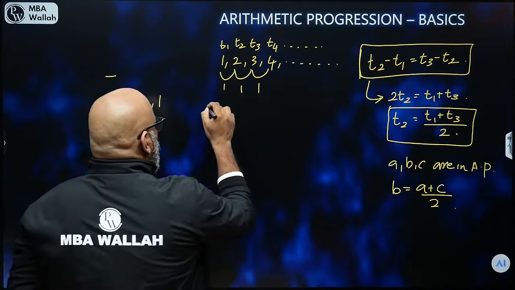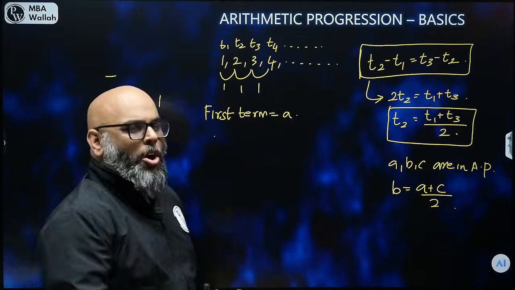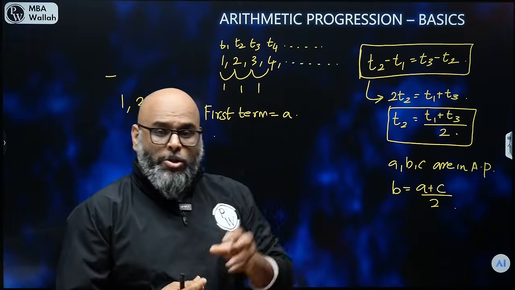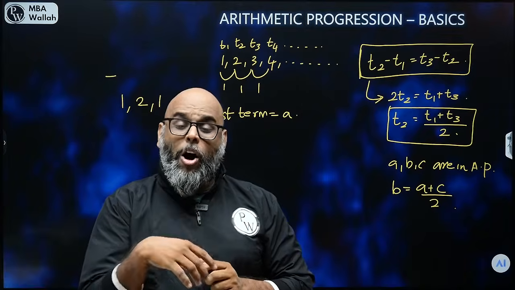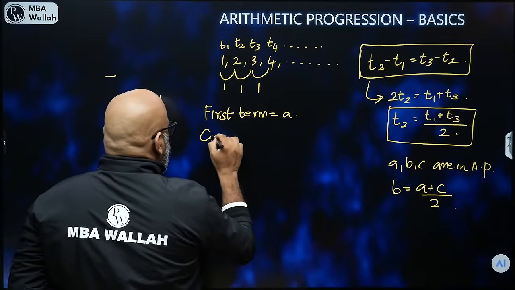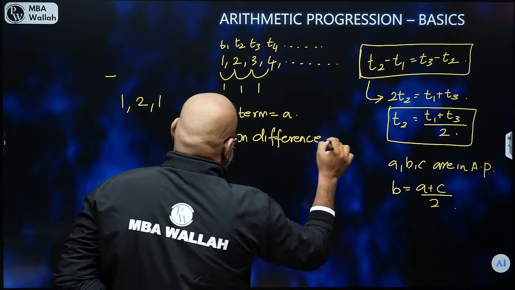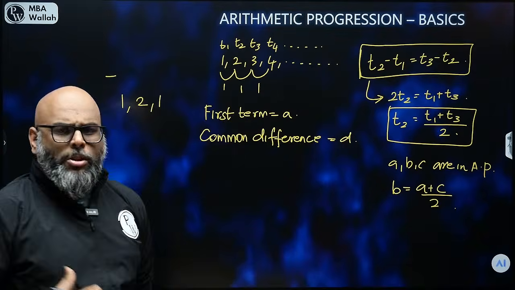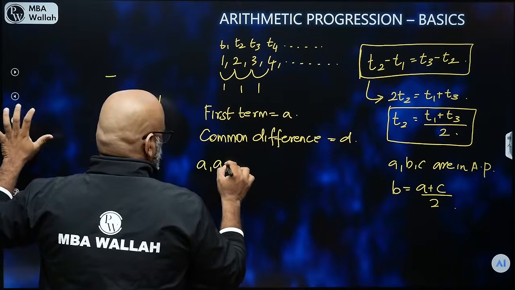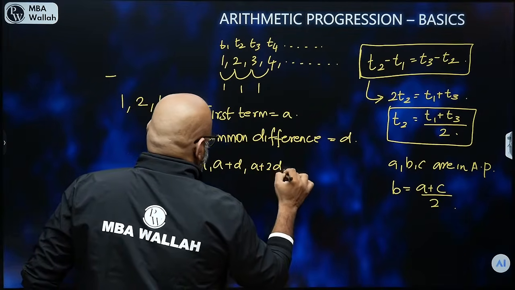Now switching to the next idea, rewriting all of this in one simple algebraic form. The first term of an AP is always called A. We have been calling it A for a long time, right? The gap between any two terms is called the common difference. It's a difference and it is common across all two values. So we call it common difference, which is represented as D. So the series will be written as A, A plus D, A plus 2D, A plus 3D.